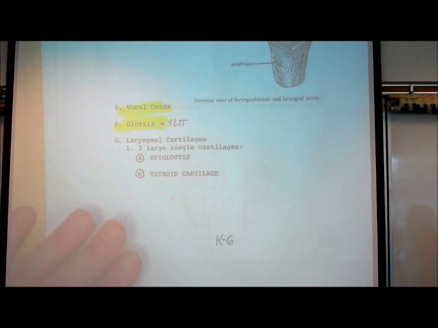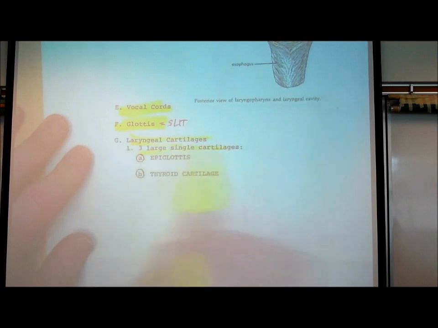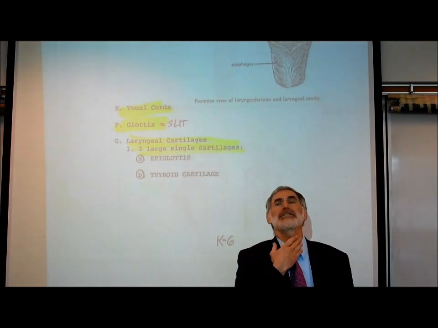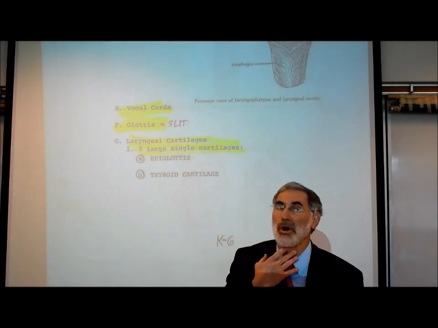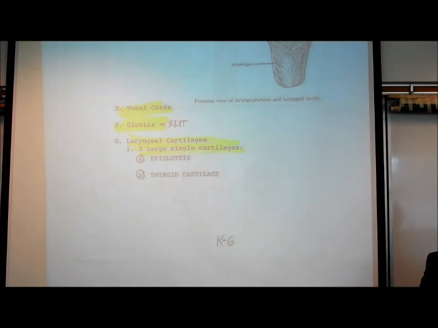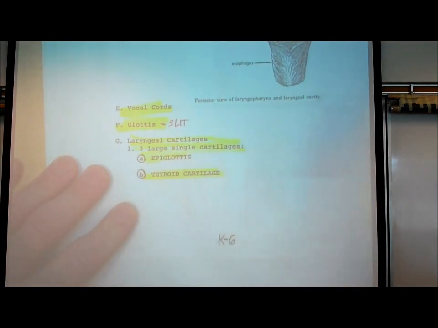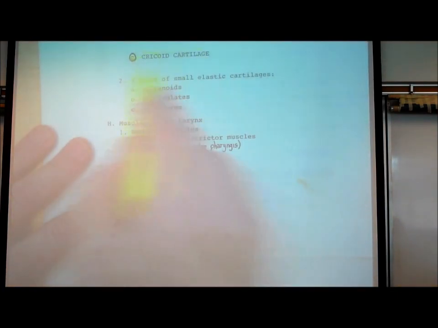Now, the larynx is made up of 3 large single cartilages. And you might say, I don't know what he's talking about. Why don't you feel your larynx? Can you feel that bulge right there? It's hard, but it's not bone. It's cartilage. It's hyaline cartilage. And there are 3 cartilages that form that larynx. There is the epiglottis, the thyroid cartilage, which is the biggest one, and on the next page, on K7, below the picture, the cricoid cartilage.